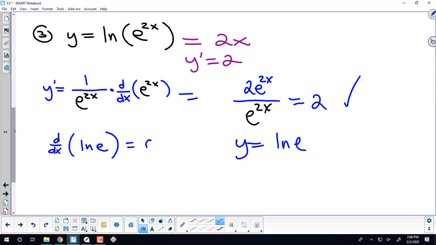0. How do we know it's 0? Natural log of e is 1. Natural log of e is just 1, right? Because we can envision that as e to the first power. Natural log and e kind of cancel each other out.